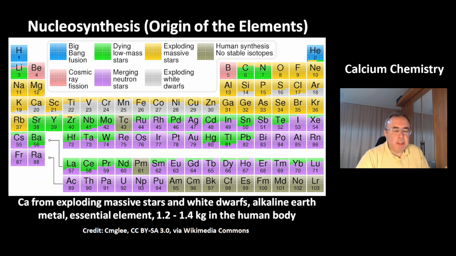This is a picture of the periodic table. Calcium is located in the second group. It is a member of the alkaline earth metal group, and its origin is from exploding massive stars and white dwarfs. Calcium is an essential element, and the human body contains 1.2 to 1.4 kilograms of calcium.